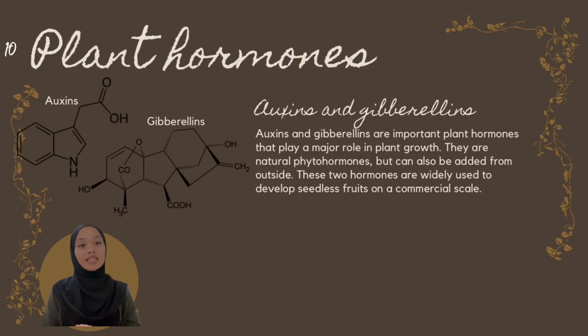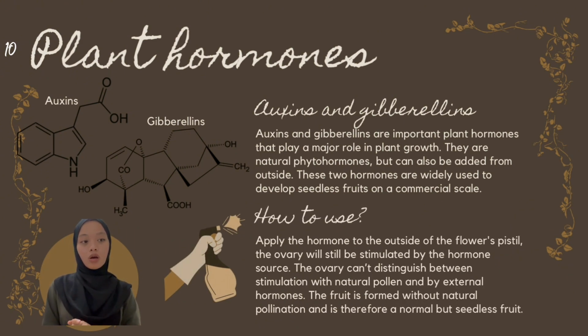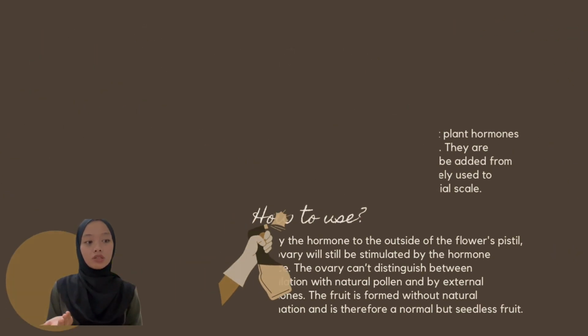For example, seedless cucumbers. Auxins and gibberellins are important plant hormones that play a major role in plant growth. They are natural phytohormones but can also be added from the outside. If you only apply the hormone outside of the flower's pistil, the ovary will still be stimulated by the hormone source. The fruit forms without natural pollination and is therefore a normal but seedless fruit.